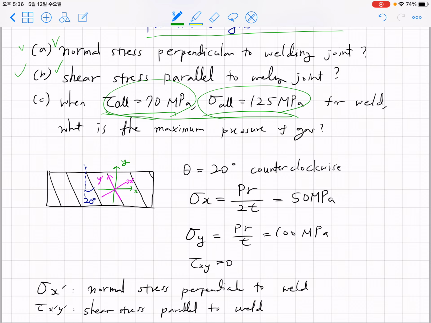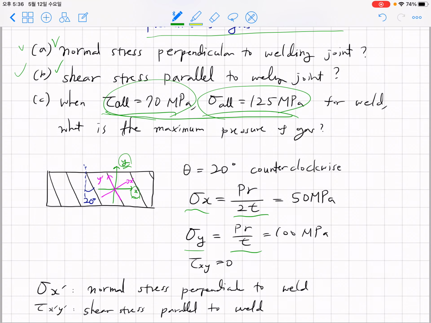Okay, so in the previous lecture we discussed how to obtain the stress state in a cylindrical pressure vessel. So when we take axes as x and y, x-axis is along the longitudinal direction, y-axis is along the hoop direction, then we can obtain the stress along x and y direction quite easily using the equations we derived, PR over 2t and PR over t for sigma x and sigma y respectively.